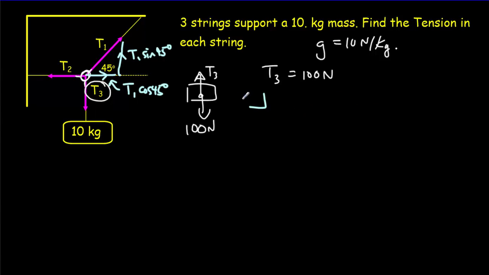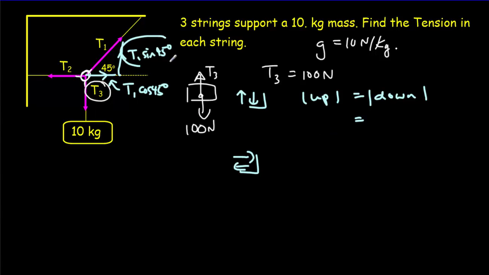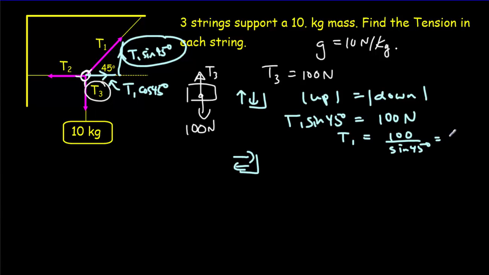And then the next step is to consider the vertical and the horizontal stuff separately. So for the vertical stuff, all the up stuff has to equal all the down stuff. That is to say, what's up? Well, it's T1 sine 45 degrees. And what's down is T3, which is 100 newtons. So that means T1 is going to be equal to 100 divided by the sine of 45, which should give an answer of about 140 newtons for T1.